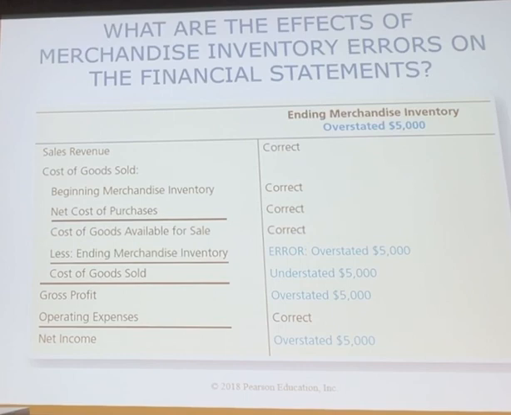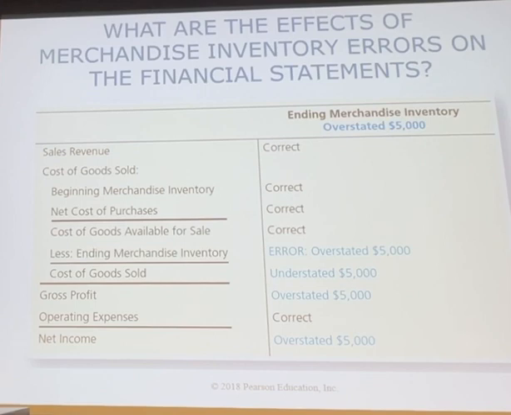Now, what we're going to discuss here could be true even if a company is using the perpetual inventory system, because remember, under GAAP accounting, even if you use a perpetual inventory system, once a year you still have to count your inventory because there could be some errors in your accounting system with regard to inventory. So here, when we count the inventory at the end of an accounting period, we overstate the value of our inventory by $5,000.